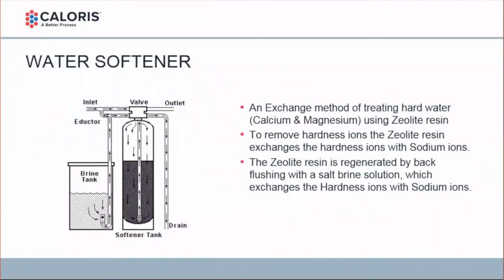So a little bit about what kind of equipment you can use for boiler feed water. The simplest process is probably a softener. A softener is an exchange method of treating hard water using zeolite resin. To remove the hardness ions, the zeolite resin just exchanges the hardness ions with sodium ions. And then the softener is regenerated by back flushing with a salt solution, which exchanges the hardness ions with sodium ions.